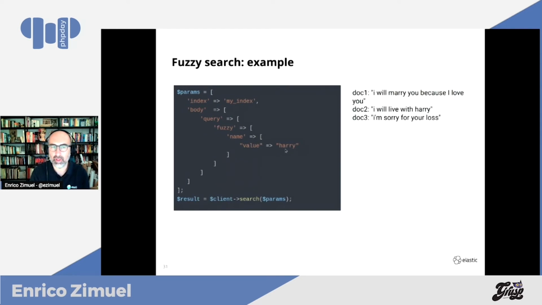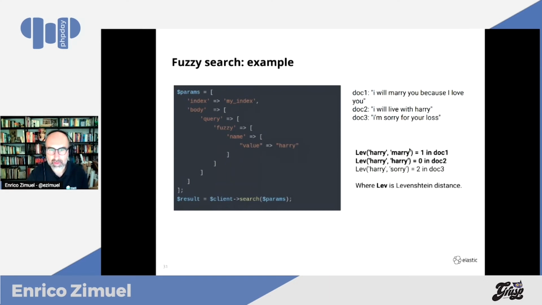So imagine that you have 3 documents in Elasticsearch, where the first has the string, I will marry you because I love you. The second, I will live with Harry. And the third, I'm sorry for your loss. And you perform this search using Harry. In the first case, if you analyze the string, there is a Mary that is one edit distance from Harry, because with the M and the H, you just change one character, so it's 1.